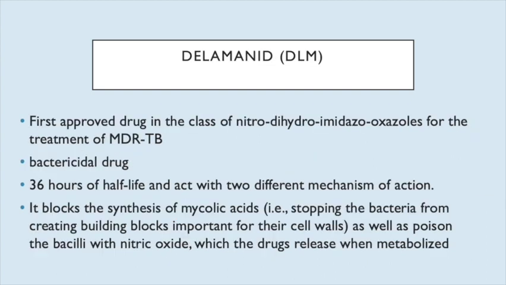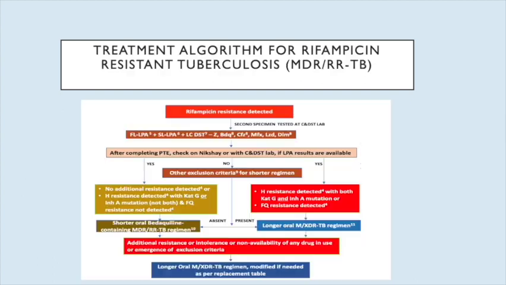How about DELAMANID? DELAMANID is also a first approved drug in nitrodihydroimidazoles. It's a bactericidal drug and it has a very interesting mechanism of action. The first thing is to block the synthesis of mycolic acid, so the building blocks will not work, so the bacteria will not create more, and then it also poisons the bacilli with nitric oxide, which it releases when it's metabolized. So DELAMANID is group C, still not a group A agent, but it can be used.